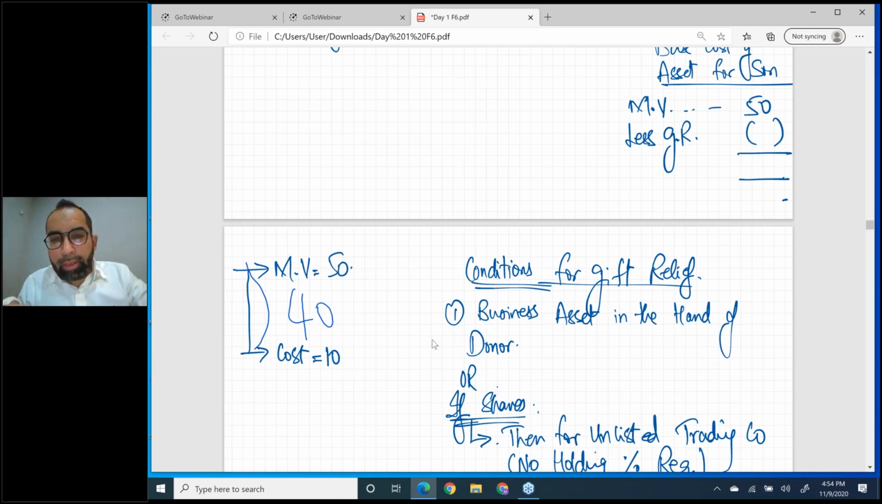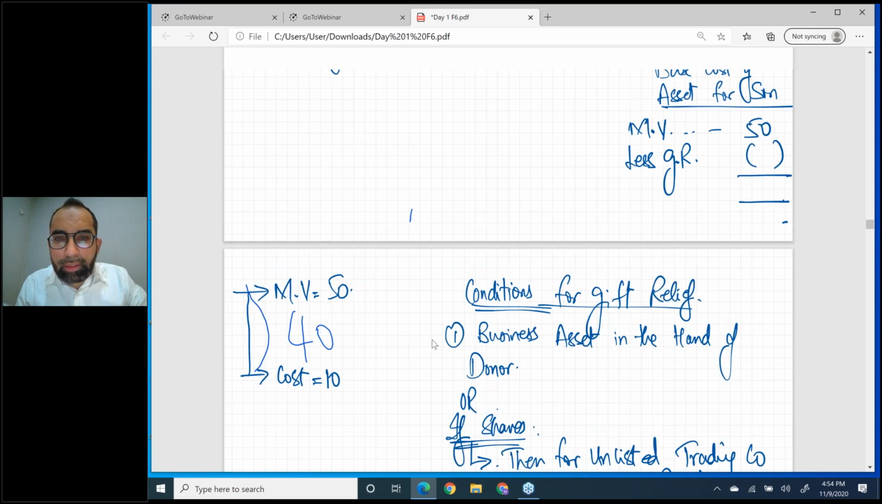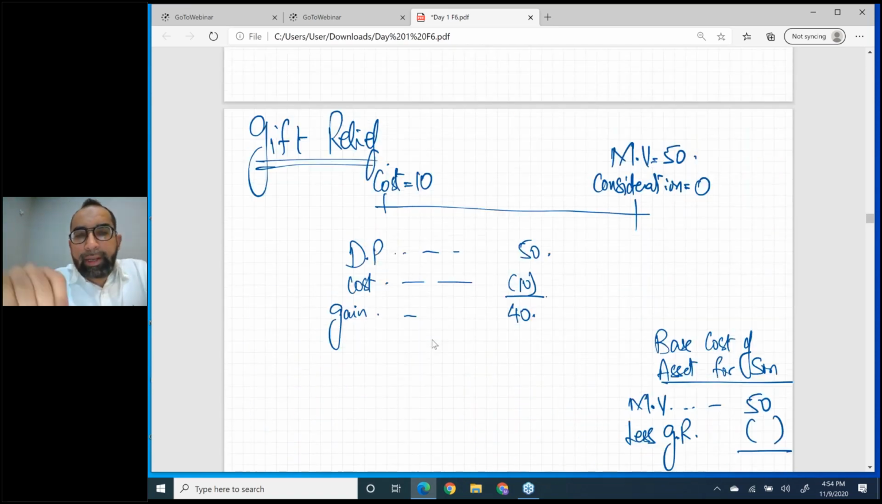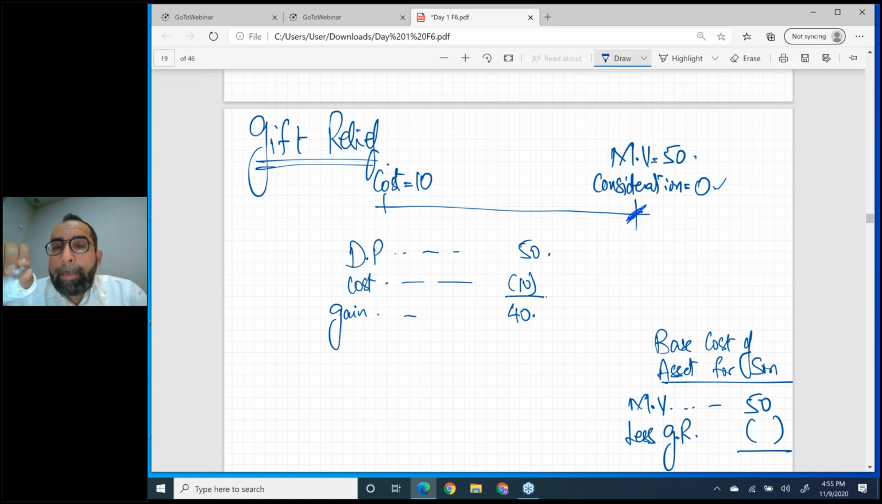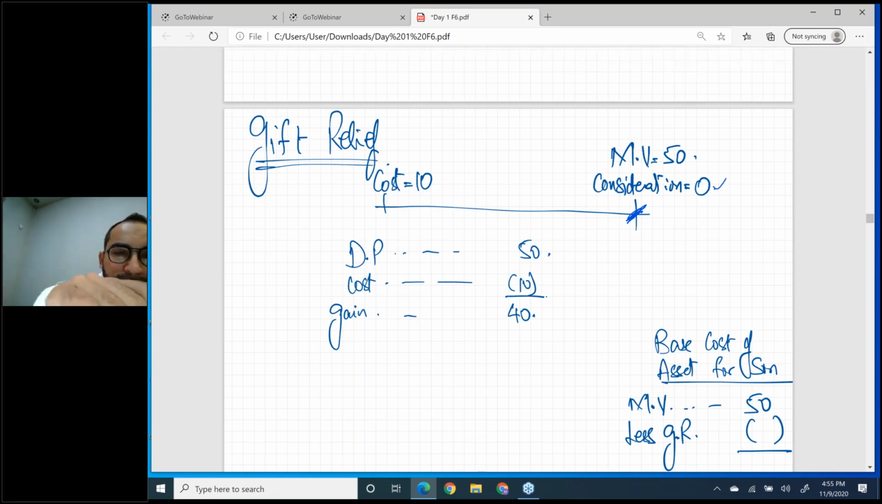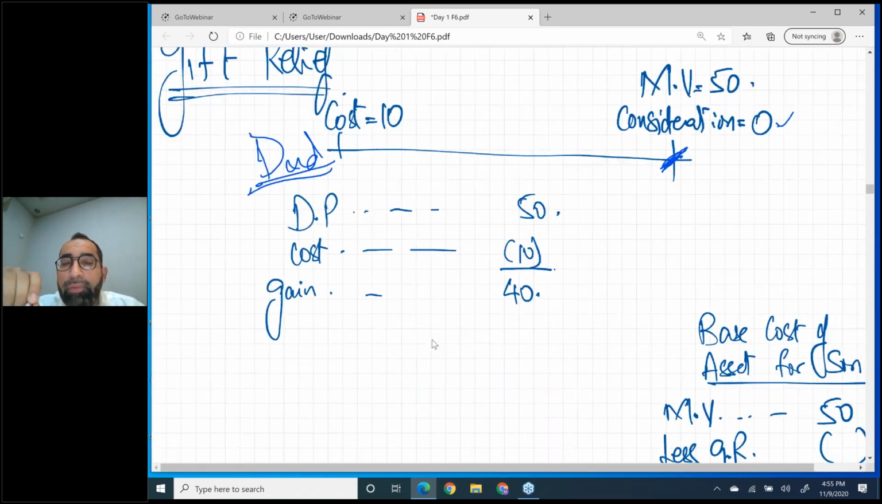So now come here. See the first question. For example, dad bought an asset for 10, and at this date he transferred this chargeable asset to his son free of cost. Consideration is 0, but the market value is 50. Now, how do we compute the gain? First, for dad, I'm doing this working for dad. Instead of DP, we use the market value. So the DP is 50 and the cost is 10. So here you have a gain of 40.